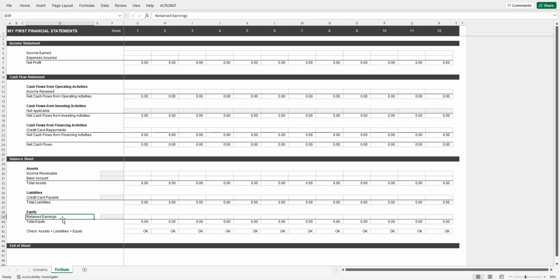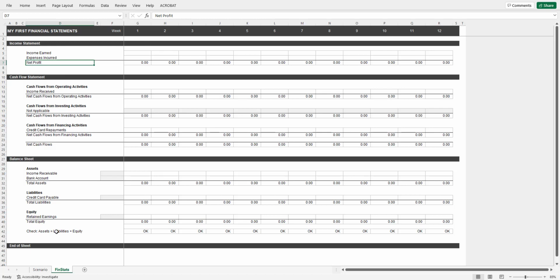And then equity is simply our retained earnings. So as we generate net profit, that gets retained for us, and we reflect that as equity. It's basically the difference between all the assets we've generated and all the liabilities we've generated. The difference for us will always equal the retained earnings that we're building up over these 12 weeks.